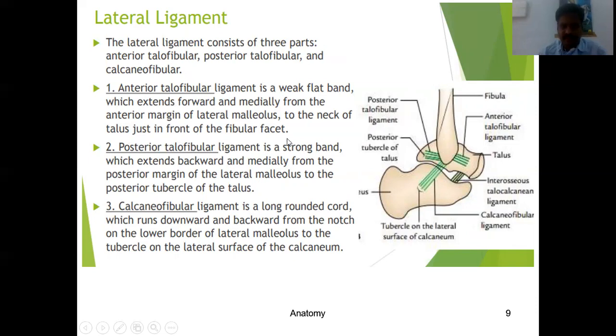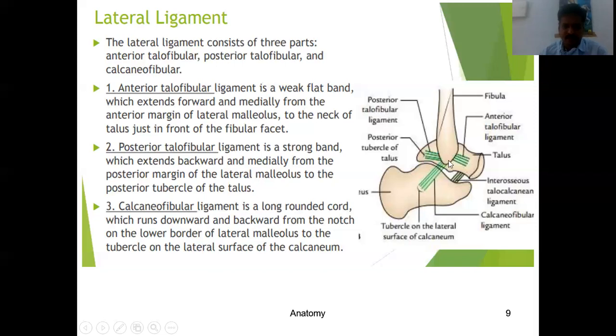Okay, so that's about the anterior talofibular ligament. So you can see the anterior talofibular ligament, and the posterior talofibular ligament. It is a strong band which extends backward and medially from the posterior margin of the lateral malleolus to the posterior tubercle of the talus.